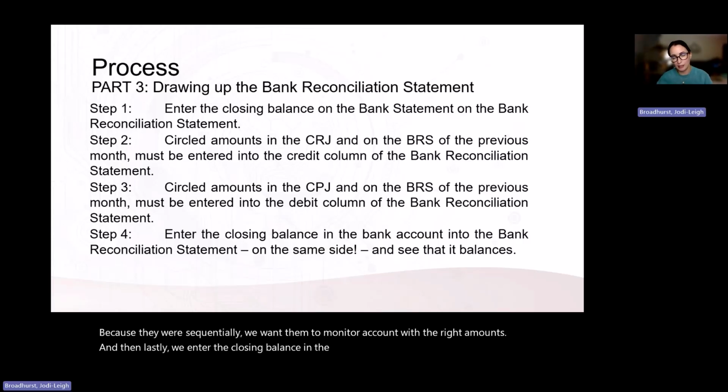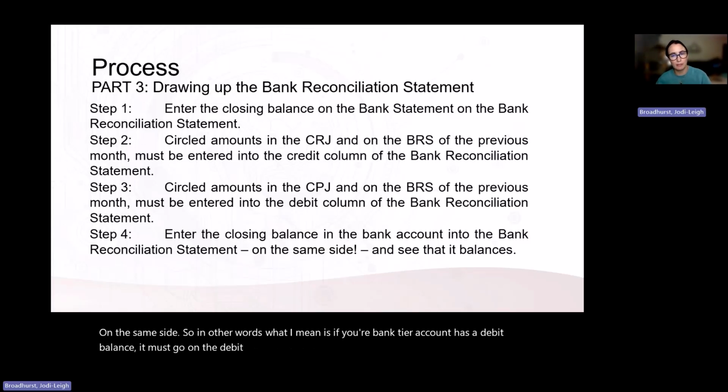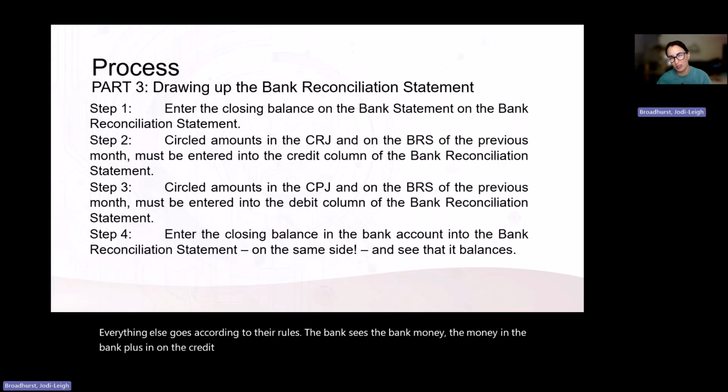So we balance our bank T accounts and we put it in the bank recon statement on the same side. So in other words, if your bank T account has a debit balance, it must go on the debit side in your bank recon statement. It seems weird because everything else you've done is opposite, but the bank account balance, the T account balance, is the only thing that goes into the bank recon statement according to our books and our rules. Everything else goes according to their rules. The bank sees the money in the bank, plus in on the credit side, where we would see it as plus in on the debit side.